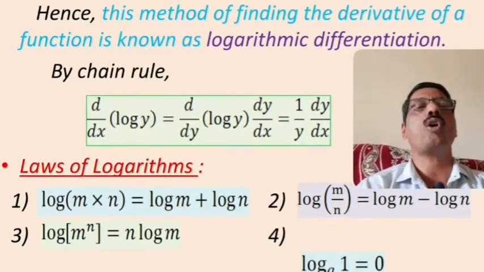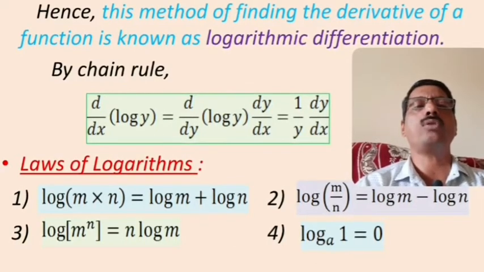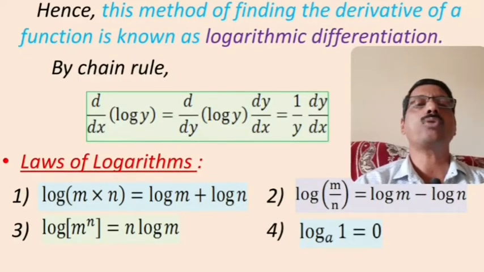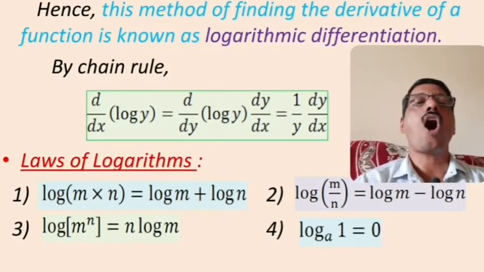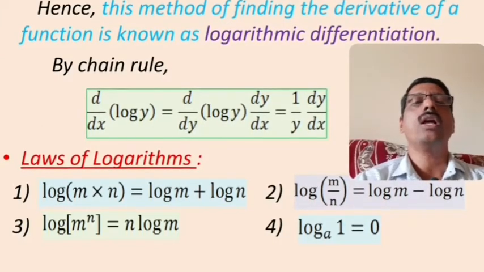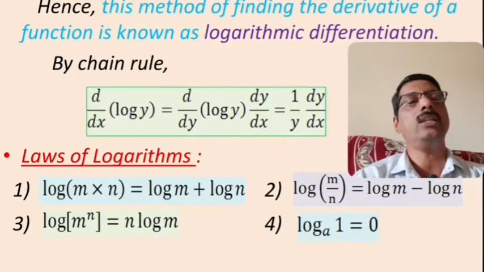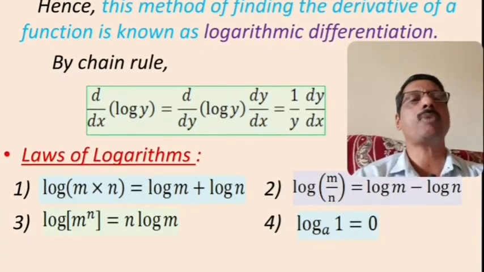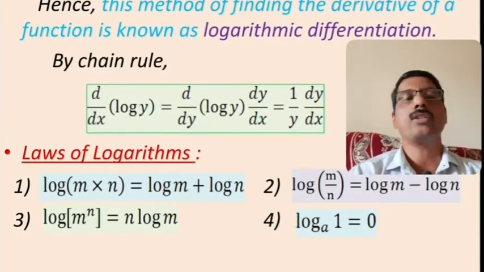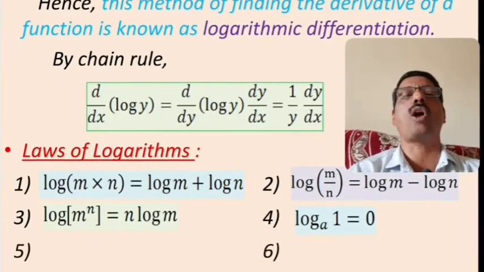Now the next law of the logarithm is log of 1 to the base a equals 0. That means if you take the logarithm of 1 to any base, say log of 1 to the base 5, that is also 0. Log of 1 to the base 10 is also 0. Log of 1 to the base e is also 0. That means for any base, the logarithm of 1 is always 0. Okay.